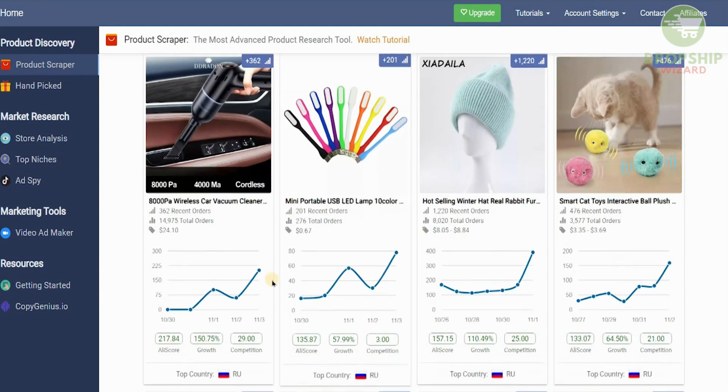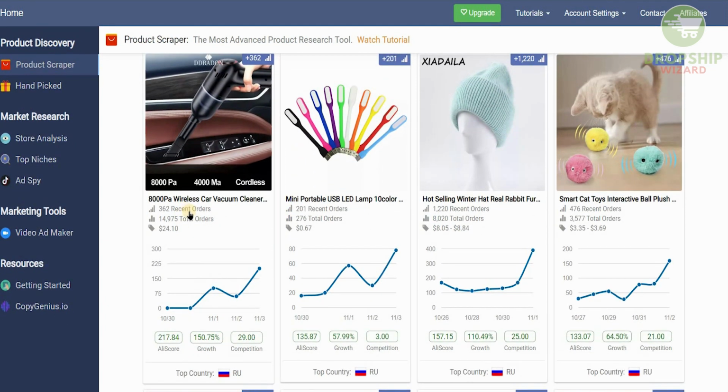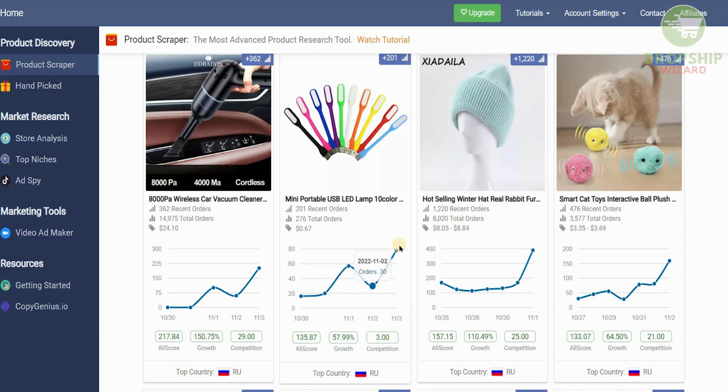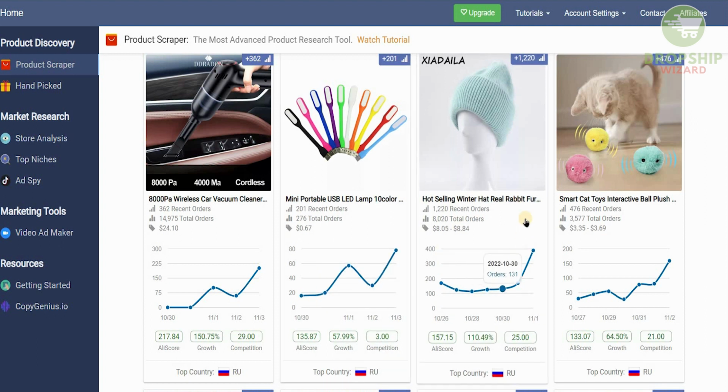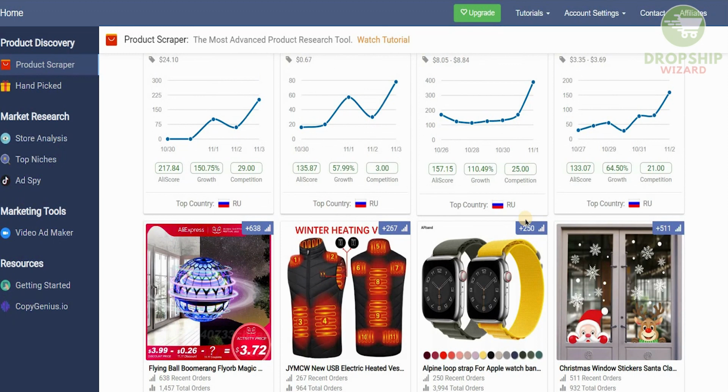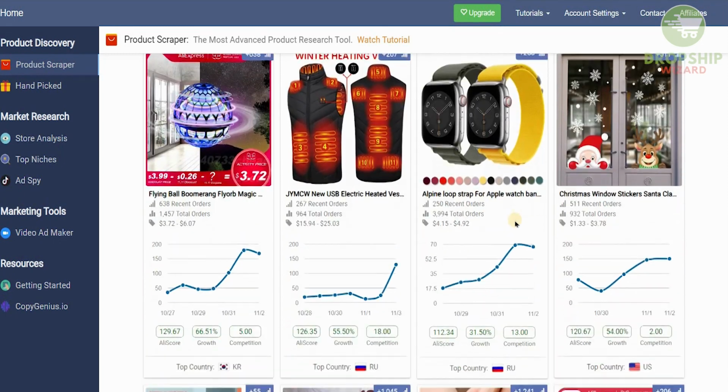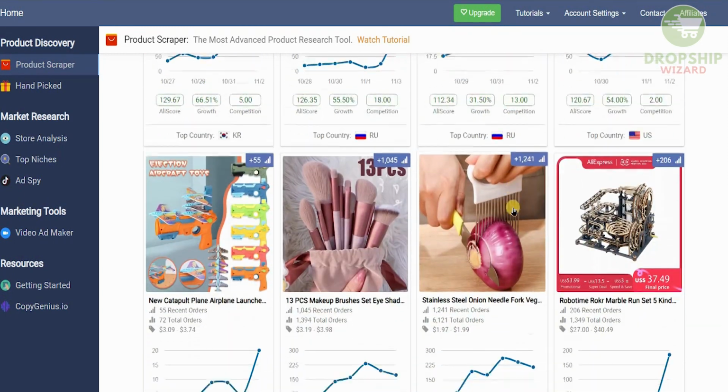And once you scroll down, you'll be able to see the recent orders that are available, the total orders that were done, and the price that they were sold on. For example, this particular product over here, this is a mini portable USB LED lamp, which has a normal order rate of 201 and a price tag of 0.67. But if you look at the ability over here that is being sold and the amount that is being sold, you can easily see that this is a product that is being required, wanted, needed by a lot of individuals.